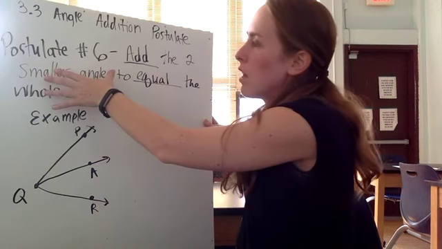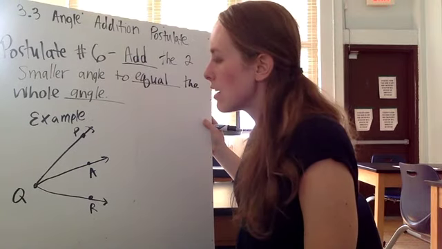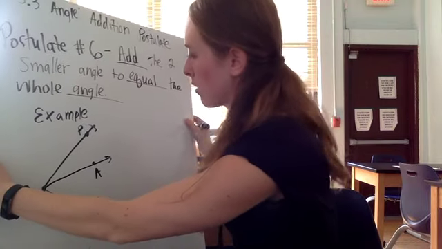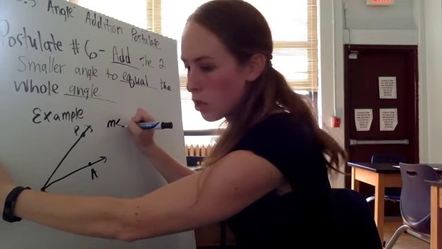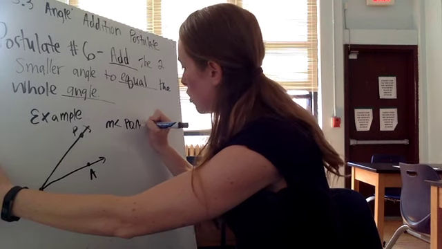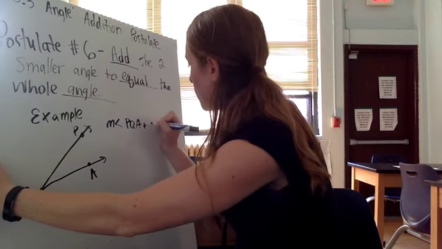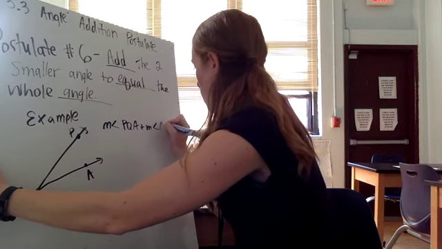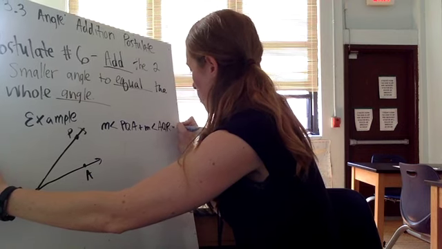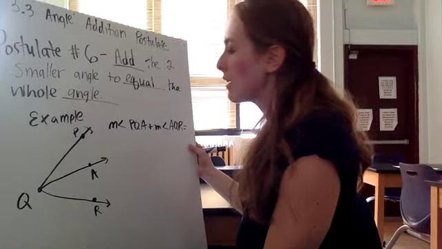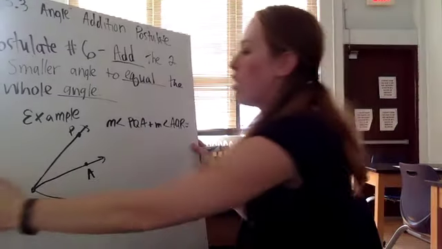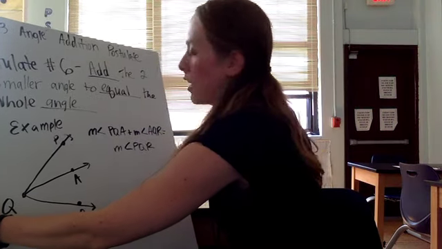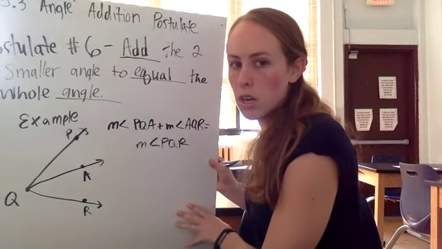What the angle addition postulate says is you can add the two small ones to equal the big one. So that's what I'm going to write next, and you should write this down too. The measure of angle PQA, which is the small one on the top, plus the measure of angle AQR, the small one on the bottom, has to equal the whole angle, the measure of angle PQR. It has to equal the measure of the whole angle.